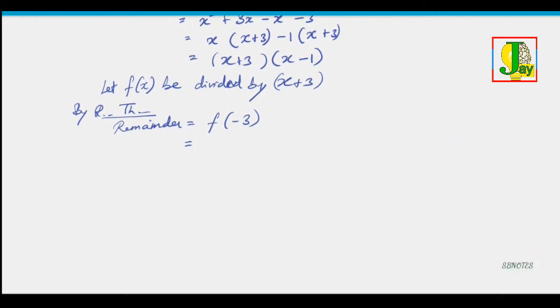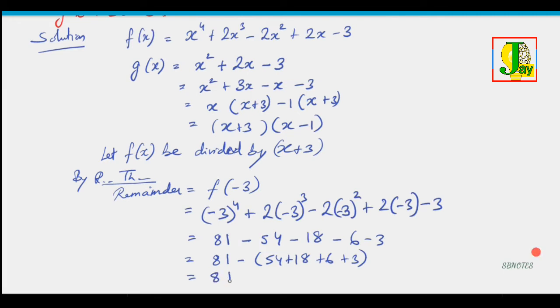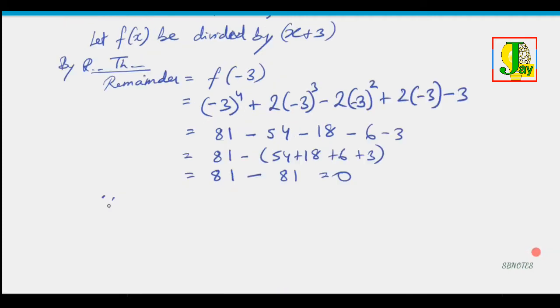Okay, so the remainder f of minus 3, we get 81 minus 72 minus 9. That's 0. Since f of minus 3, that's the remainder, equals 0, therefore x plus 3 is a factor of f(x).